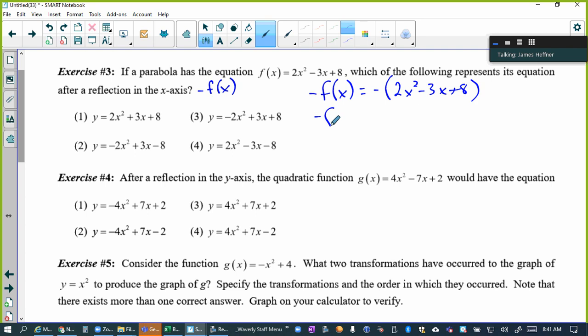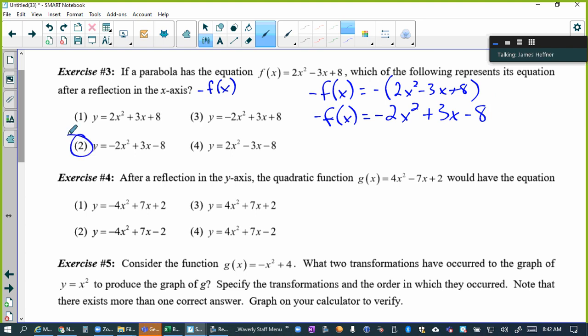And what does that give us as a function when we get done? It will give us negative 2x squared plus 3x minus 8. Get the idea? And that's choice 2.